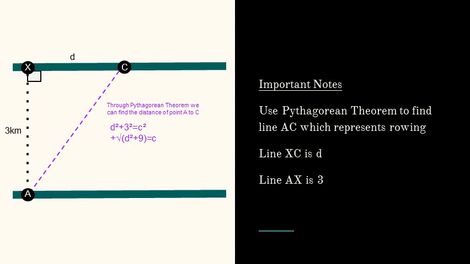So through the Pythagorean theorem, we arrive at d squared plus 3 squared equals c squared. And through algebra, we know that c equals positive the square root of d squared plus 9. The square root of d squared plus 9 has to be positive because it is impossible to have a negative distance.